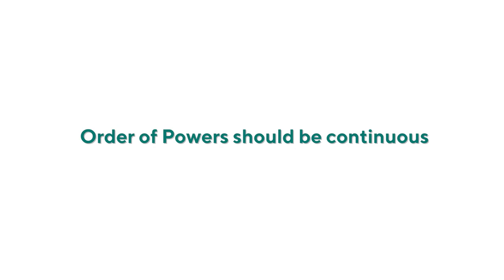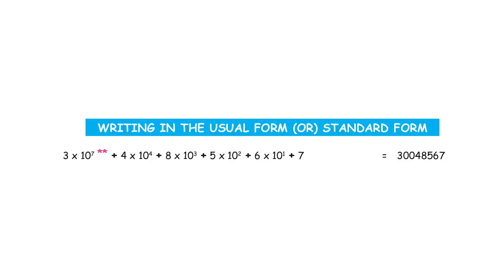The important thing to notice when we convert an expanded form into a short form or a standard form is this. We need to look at the order of powers. The order of powers should be continuous. If you look at this number, first we have 10 to the power of 7, and after that we have 10 to the power of 4. So we have 10 to the power of 6 and 10 to the power of 5 missing. So the digits corresponding to that would be 0.